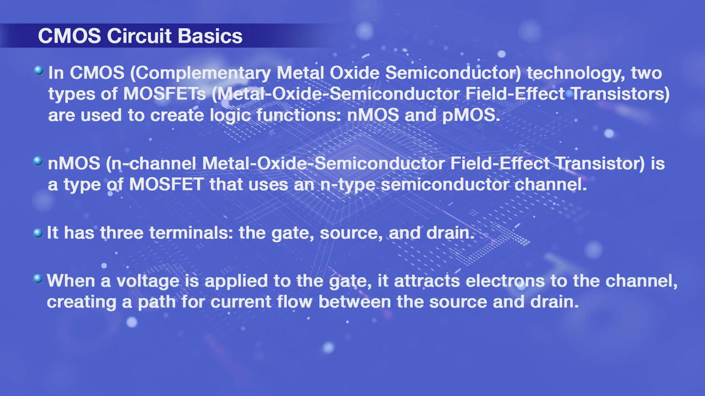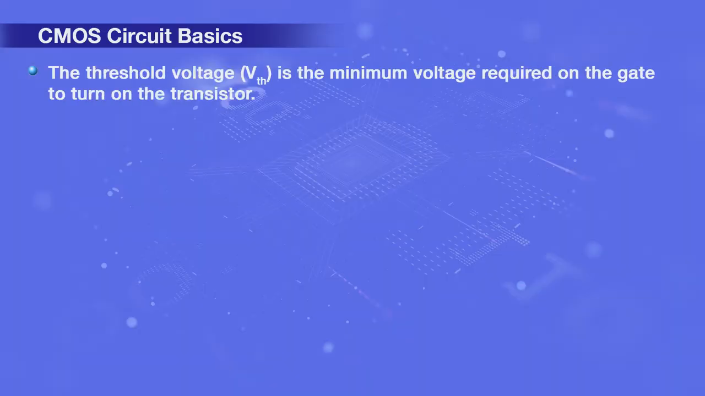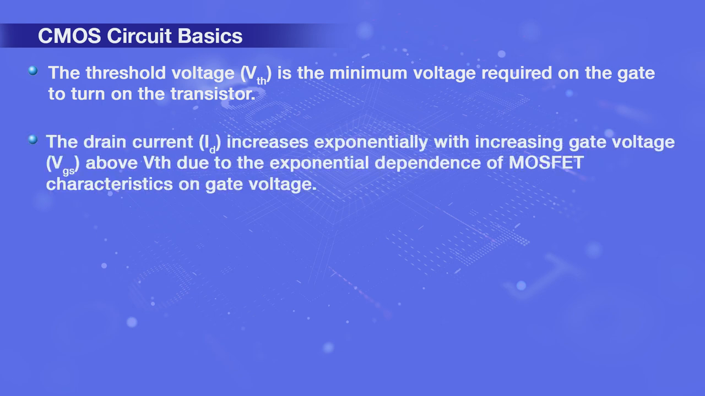When a voltage is applied to the gate, it attracts electrons towards the channel, creating a path for current flow between source and drain. Here we can see that the channel is formed of electrons, hence we call it NMOS. The threshold voltage is the minimum voltage required on the gate to turn on the transistor. The drain current ID increases exponentially with increasing gate voltage. It is also referred to as VGS, and above threshold voltage, due to exponential dependency of MOSFET characteristics on gate voltage. The threshold voltage is also known as VTH.